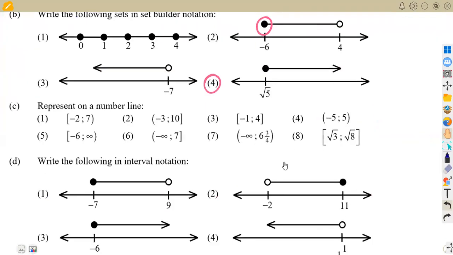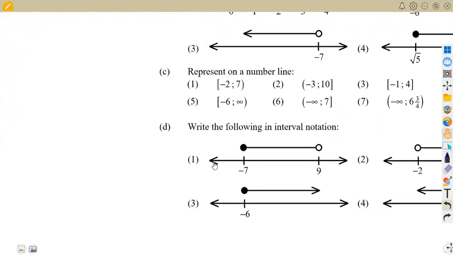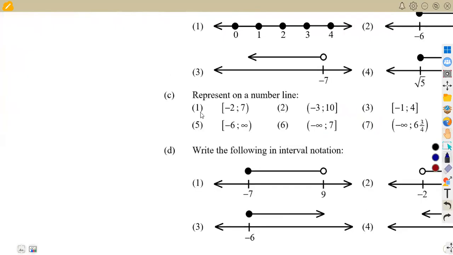Number C, represent on a number line. So these numbers are just to be indicated on a number line. When it is like this, it's another format that you can be given, where they are saying x is such that x is taken from -2 to 7. I want you to be very, very careful on that part, because in some cases, we are not sure where to start and where to end.